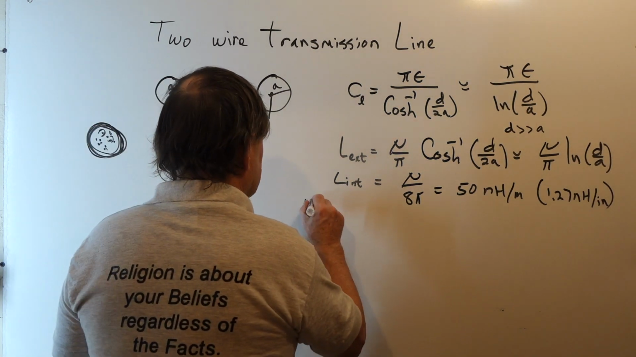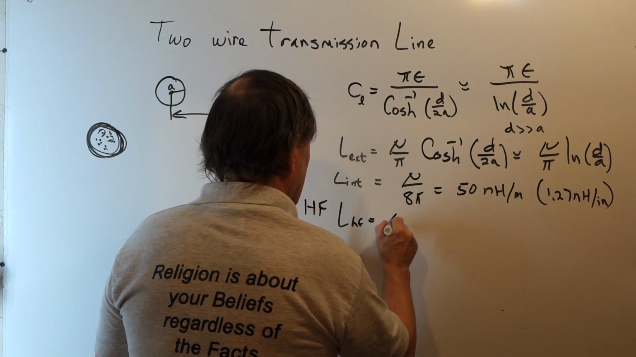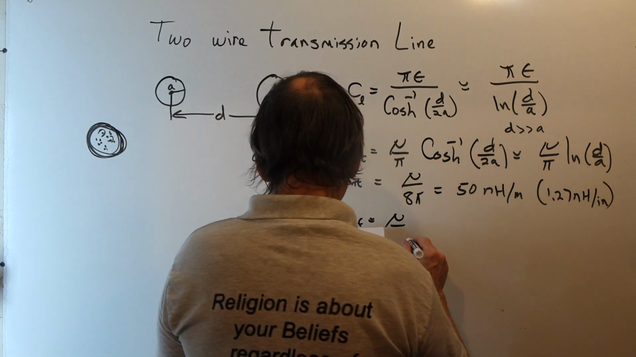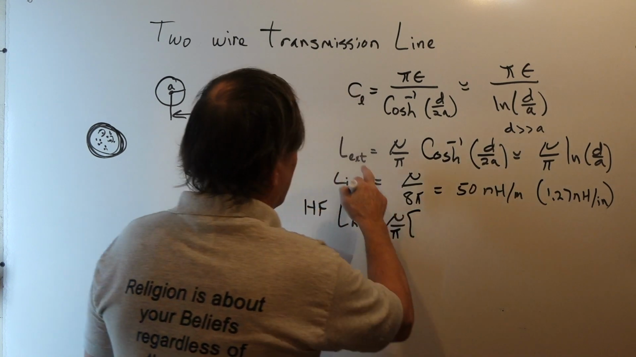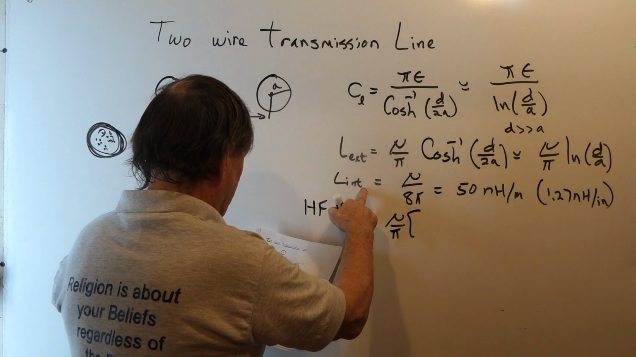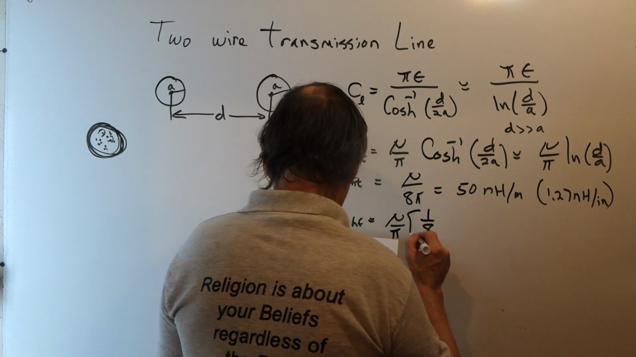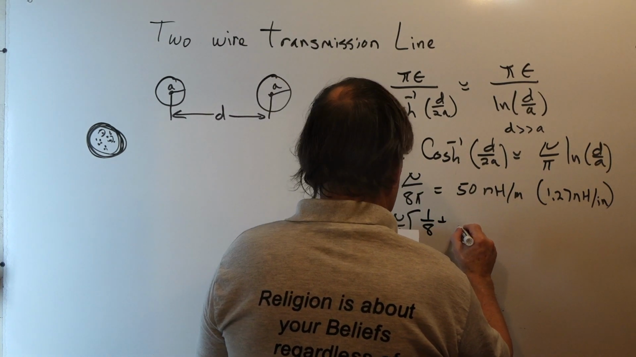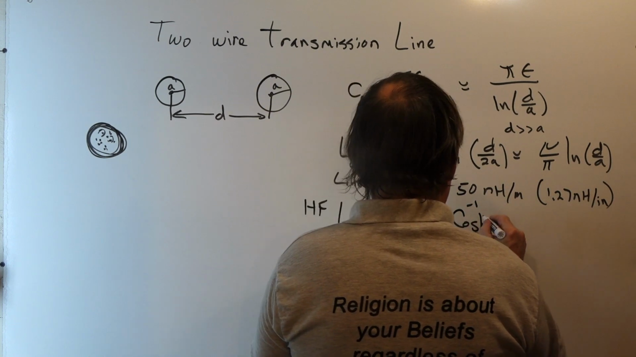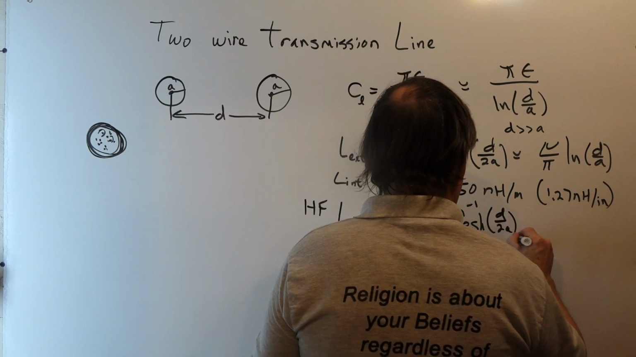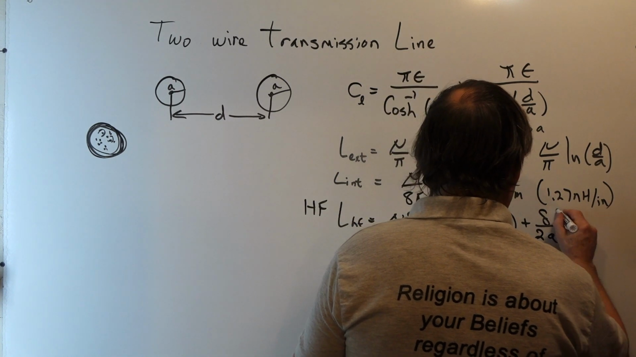And then the inductance at high frequencies is mu over pi times the combination of these two plus another term. If I pull out a mu over pi, the internal inductance is 1/8 plus the inverse cosh of D over 2a, and then there's another term that you end up getting due to skin effect.